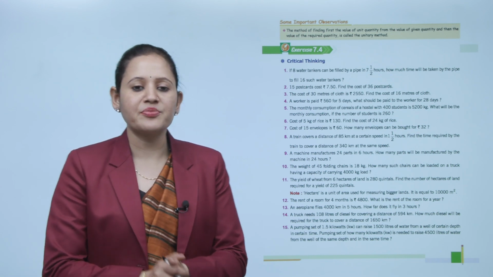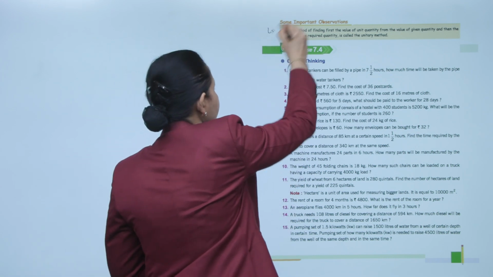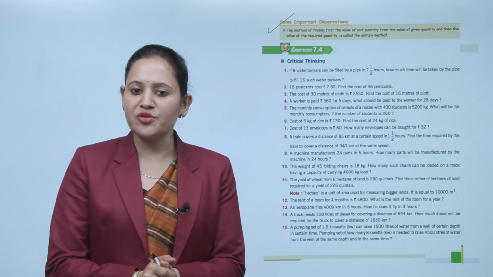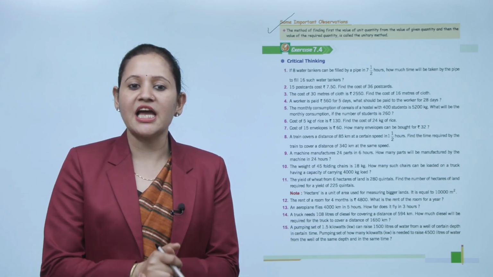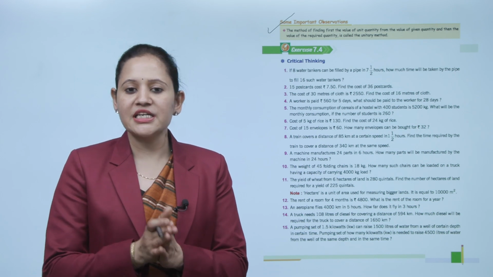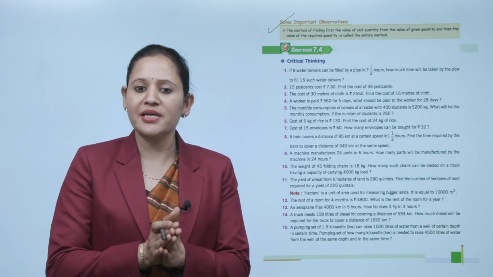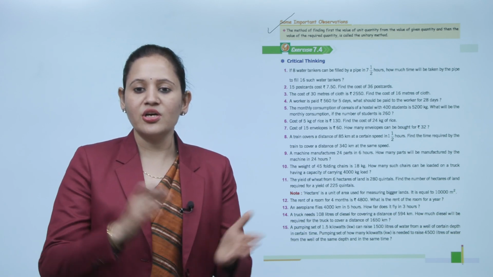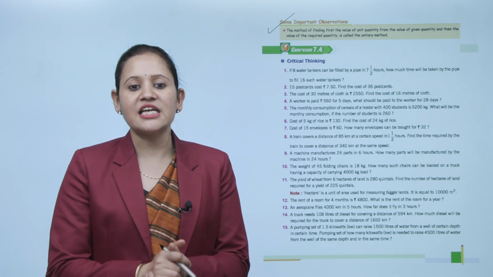Next are some important observations. The method of finding first the value of unit quantity from the value of given quantity and then the value of required quantity is called the unitary method. Unitary method means first we'll find the quantity of 1 and then the desired quantity. Next is exercise 7.4.